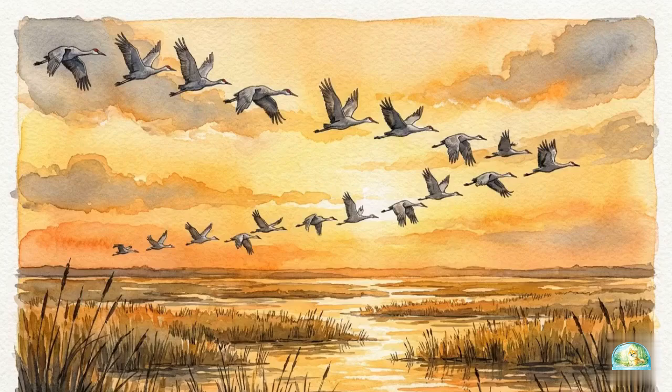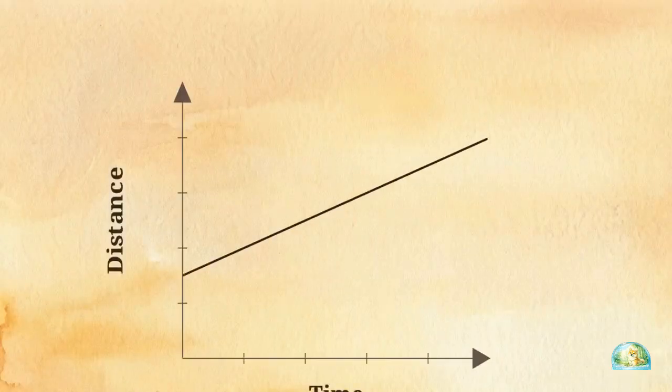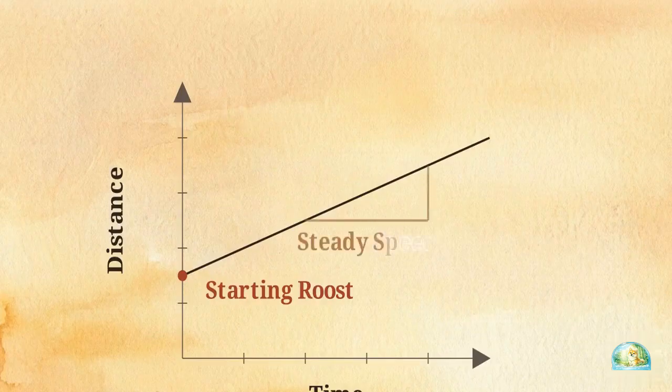Welcome to the migration. As these cranes fly a steady path over the wetland, we can track their progress, measuring distance over time. This graph plots their flight. The y-axis, takeoff point, represents their starting roost. The slope represents the flock's steady speed.